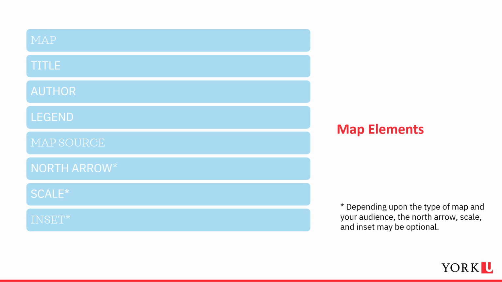Let's start with a review of the many different parts of a map. These elements include the map, the title, the author, the legend, the map source, the north arrow, the scale, and the inset map. Depending on the type of map, the north arrow, the scale, and the inset part of your map may be optional. But the key information that's usually included is the map itself, the title, which usually describes the purpose of the map, the author of the map, the legend, which helps to interpret the map, and then the source of the information used to create the map.